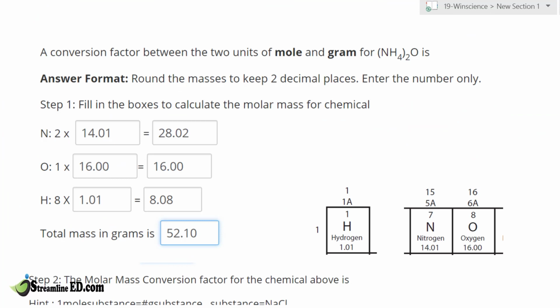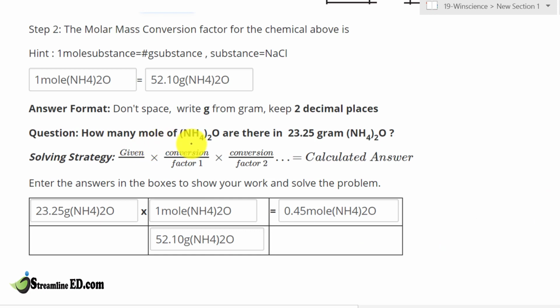Now let's look at another example where we are going to use the conversion factors, which is exchange between grams and mole. The same conversion factor, but it is used in a different way. In this case, how many moles of ammonium oxide are there in 23.25 grams of ammonium oxide? Well, going back to the same strategy, given times the conversion factors, and we know that the conversion factor of molar mass will allow us to have mole and gram.